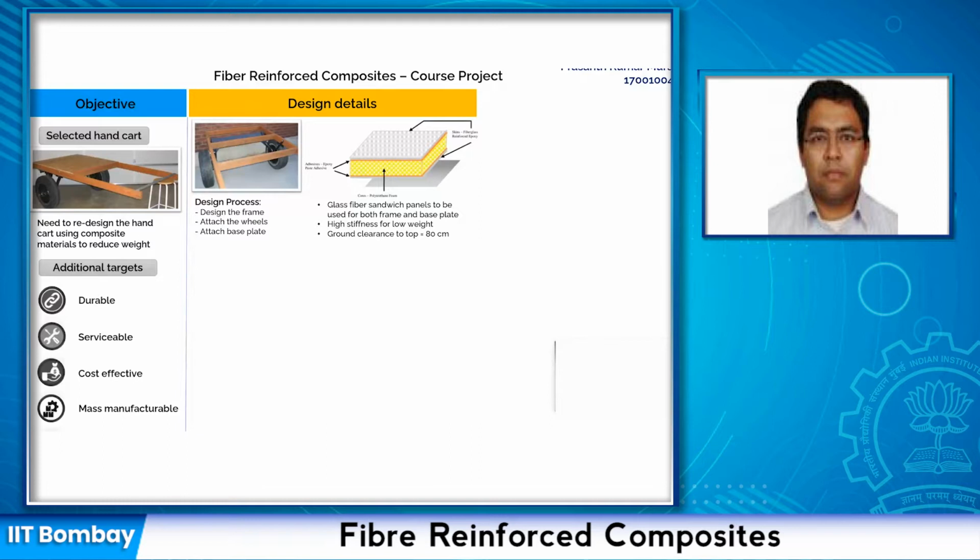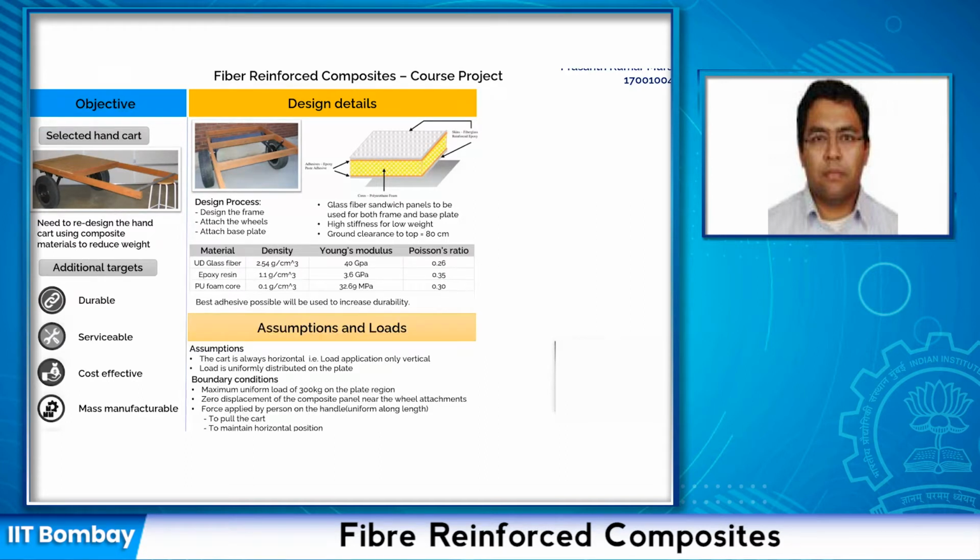Then I went on to design details and I saw that the original cart is made up of a frame like this, and there's a base plate on this frame. So what I've decided is I wanted to use glass fiber sandwich panels to make both the frame and base plate. The advantage due to this is that composite panels like this have high stiffness for lower weight due to light core. So depending on my height, I've set the ground clearance from the ground to the top of the cart as 80 centimeter. These are the material properties I have decided, and right now I considered only properties in fiber direction for glass fiber, and the remaining two I have assumed as isotropic.